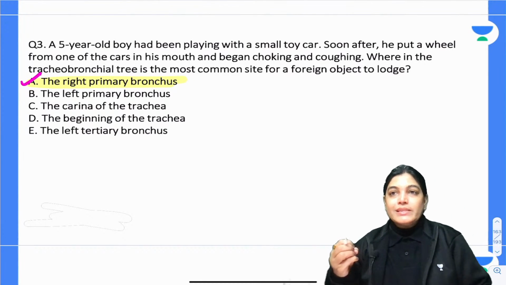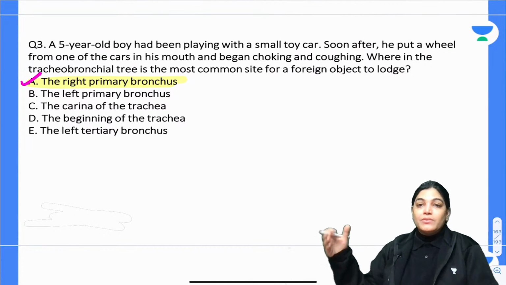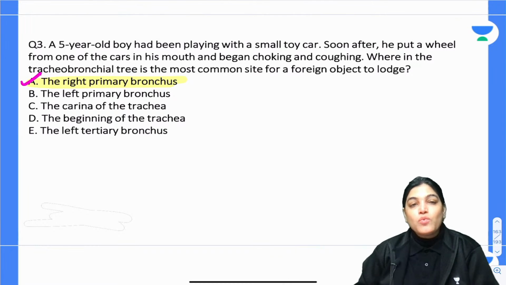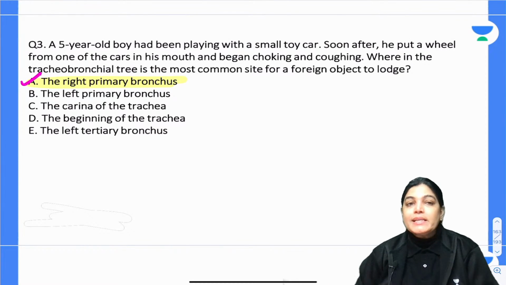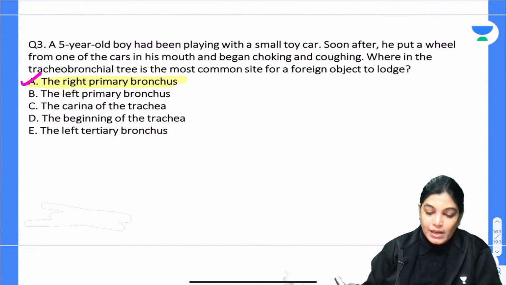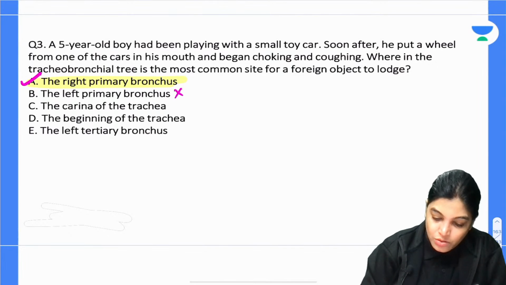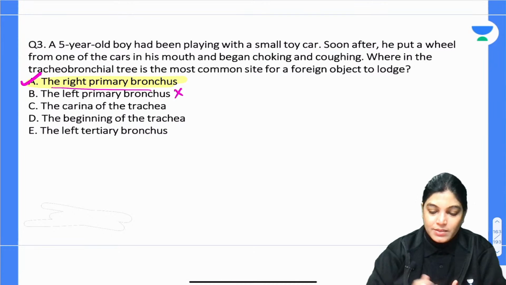When you look at the course of the right principal bronchus and compare it with the left principal bronchus, it is wider, shorter and more vertical. This is the reason that any foreign structure will get lodged in the right principal bronchus in comparison to the left. We have to choose one, so we will go with the right principal bronchus as the correct answer.